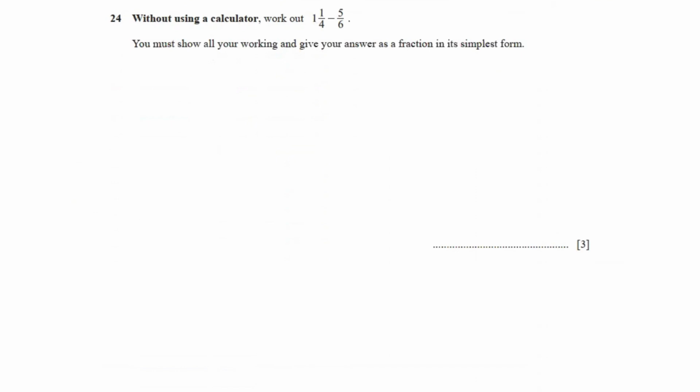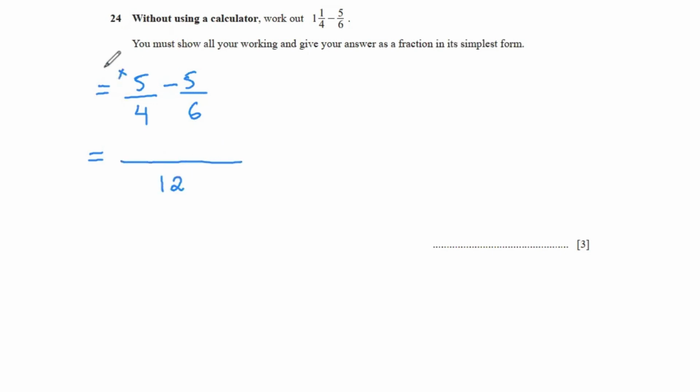So first we convert the mixed number into an improper fraction, and that can be done by multiplying the denominator with the whole number and then adding the result to the numerator. So 4 times 1 is 4, and 4 plus 1 is 5. So 5 over 4 minus 5 over 6. Now, since we're subtracting fractions with unlike denominators, we have to make the denominator the same. So to make the denominator the same, we have to find the lowest common multiple. So the lowest common multiple of 4 and 6 is 12.